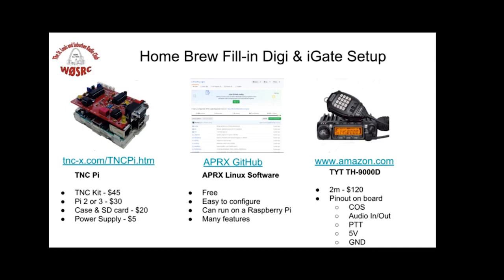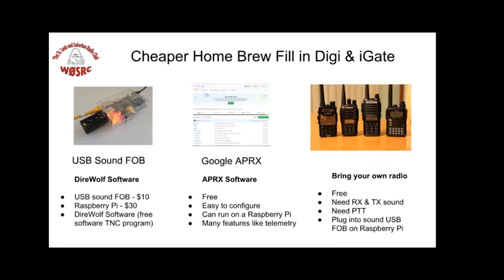So let's say you wanted to do homebrew. You can get a TNCX for $45, get this APRX software for free, a radio for 120 bucks. You got an APRS station on the air. Okay.